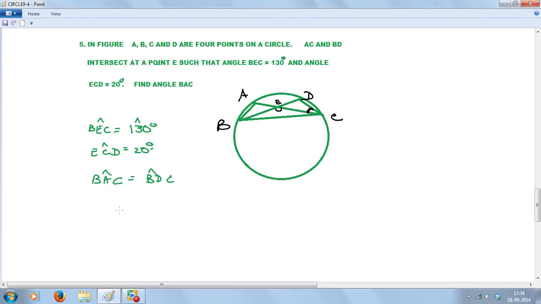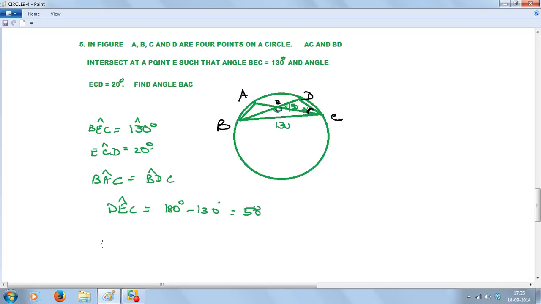Now, what about angle DEC? Angle DEC is simply 180 minus 130, which is equal to 50 degrees. So 130 is given, it is a straight line, and the balance on this line is 50. We know this angle, ECD, is given as 20 degrees. So 50 and 20, these two angles put together, make 70 degrees. The balance is the remaining angle.